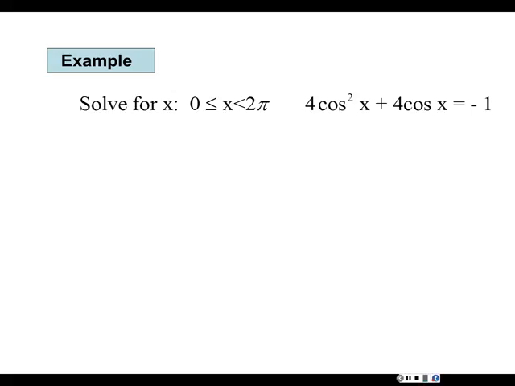So your cosine x is going to be minus b plus minus square root of b square minus 4ac, over 2a. So this will be minus 4 plus minus square root of 16 minus 16 over 8. This is going to be 0, so it's minus half. Did you have the same answer?